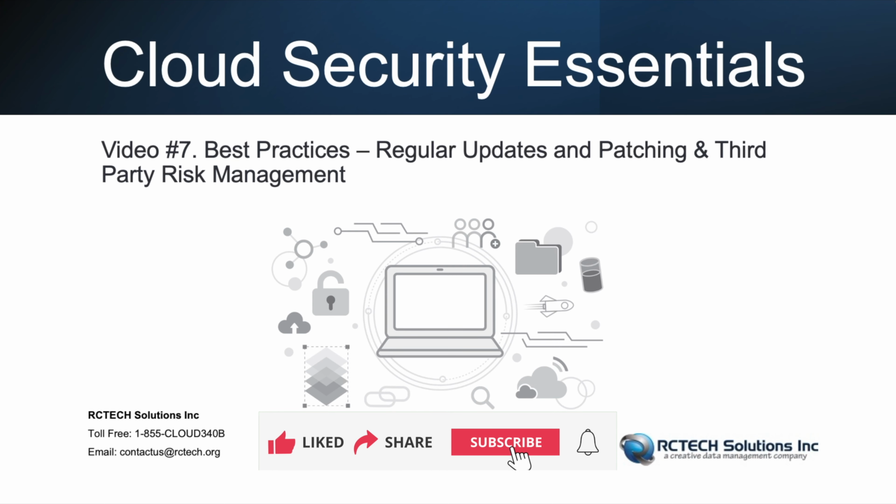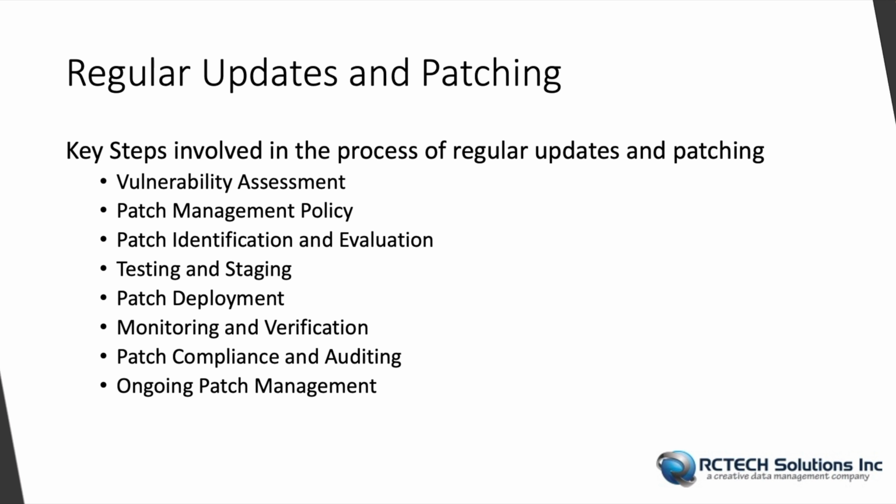Number 7, regular updates and patching. The key steps involved in the process of regular updates and patching, basically the software management itself, is an art. It has a lot of steps involved, but people sometimes overlook these steps due to its nature of complexity. The key steps involved in the process of regular updates are as follows. Regular updates keep your environment or system up to date with the latest security patches, help protect against known vulnerabilities, and reduce the risk of unauthorized access or compromise.